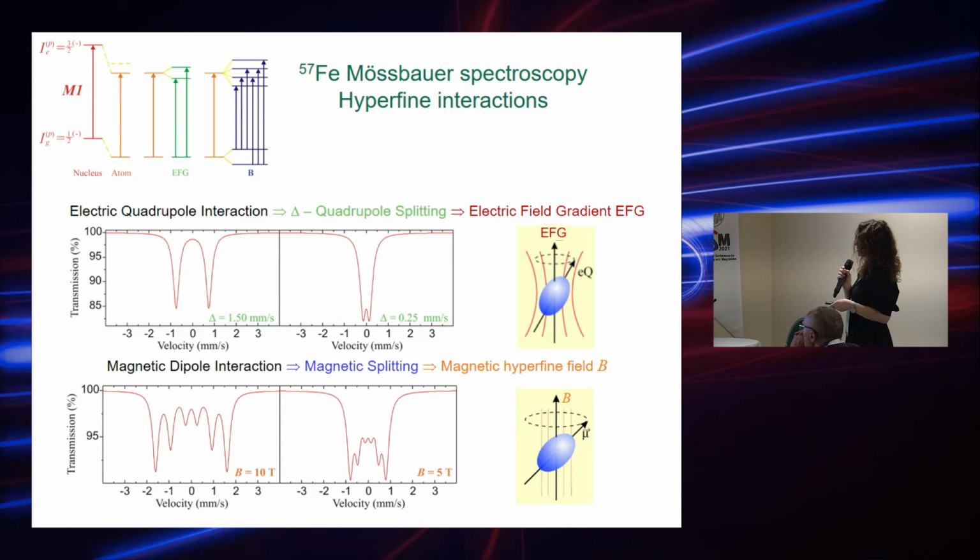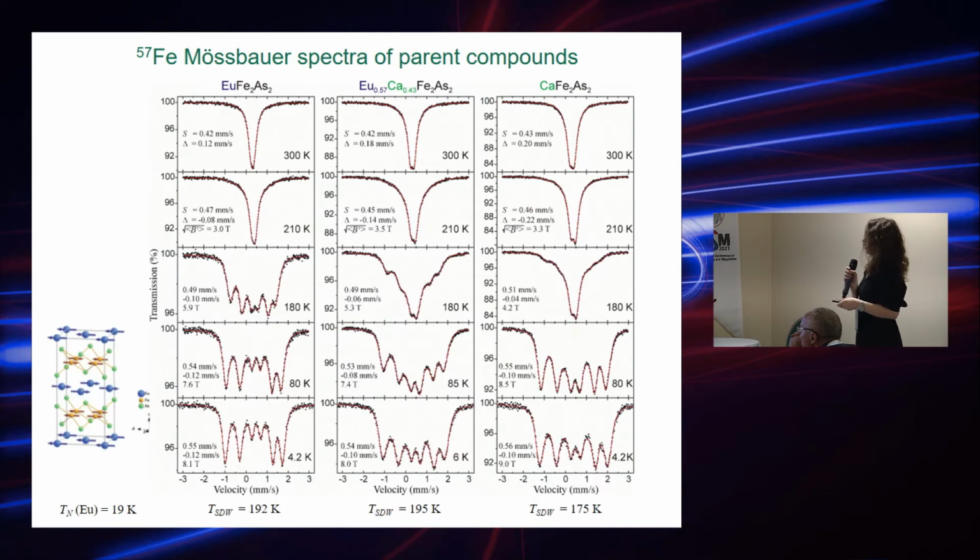Here we have a simulation where the quadrupole splitting is bigger and smaller. And the last one is the magnetic dipole interaction. In Mössbauer spectroscopy it is described by magnetic splitting, and it gives us information about the magnetic hyperfine field. And here we have a simulation for the higher and lower magnetic hyperfine field. Okay, so now I can go to our results. These are the iron 57 Mössbauer spectra for the parent compound.